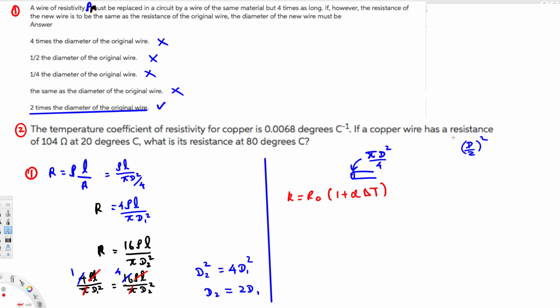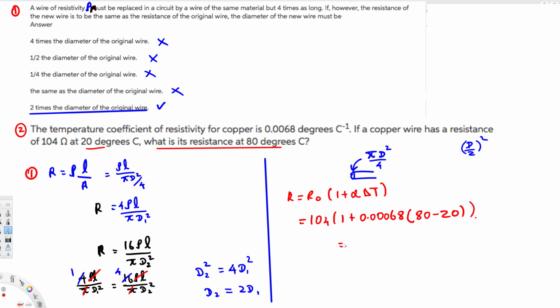So that's what the question is: copper has this resistance, what is the resistance at 80 degrees Celsius? We are trying to find this final resistance. So this is initial, this is final. Let's see what we get. R naught is provided: 104, times 1 plus alpha, the coefficient, which is 0.0068. Delta T is going to be final minus initial, so 80 minus 20. That's going to give us 60.